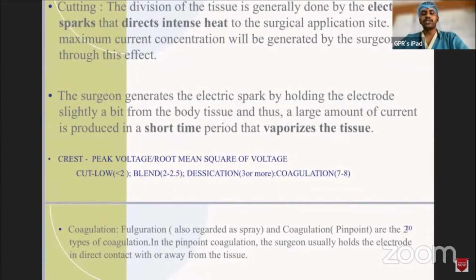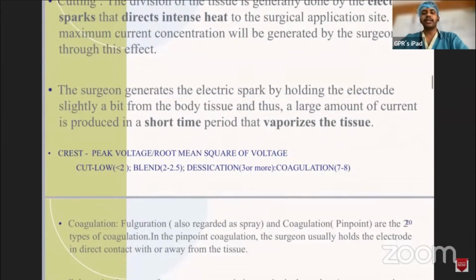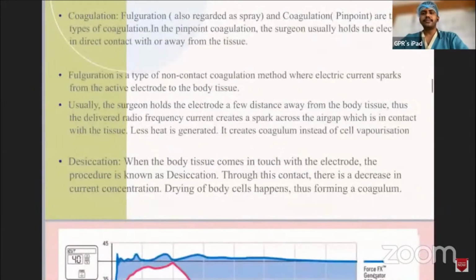For a cutting current, it is usually low. For a cutting current, the crest value will be almost 1.4 to 5. For a blended current, it will be like 2 to 2.5. And whenever it is a desiccation mode, the crest value will be 3 or more. And when it comes to a direct coagulation, it will be around 7 to 8.